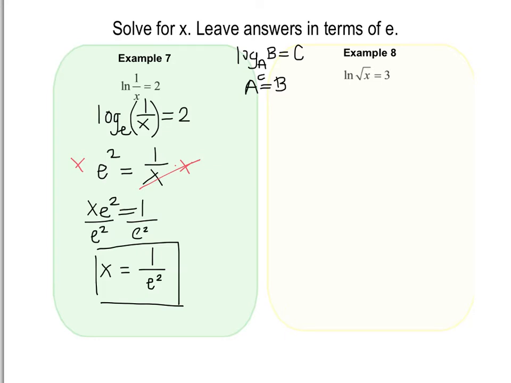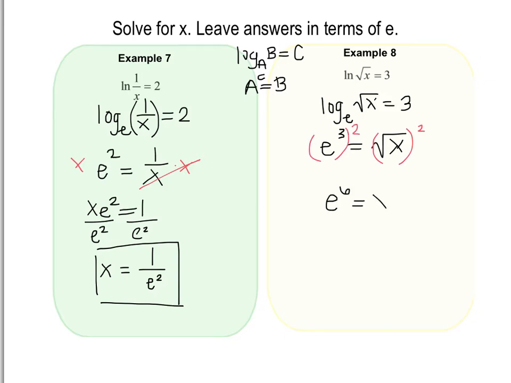Okay, same idea for this next one. So rewrite natural log as log base e. Okay, now you're going to switch this to exponential form, so that's going to be e to the 3rd equals the square root of x. And now solve for x, just basic algebra. So to get rid of a square root, we square both sides, so e to the 6th is x.